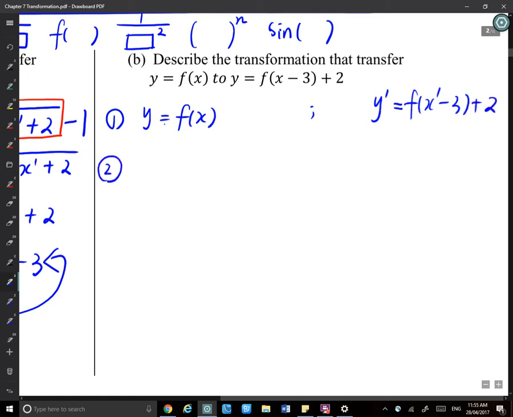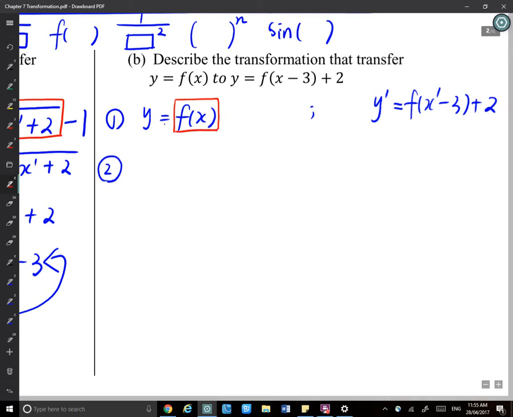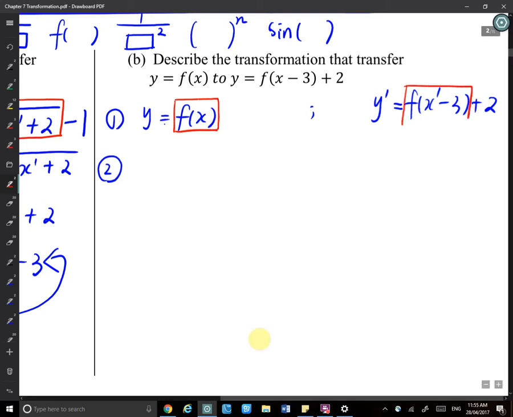Number 2 is rearrange the equation, only leave the model on the left hand side. So I will say f of something or g of something, even though we don't know the actual rule, but f of something already can represent the rule. So this x is what you insert in this rule. Okay, f of something, you insert x dash minus 3 into this function.